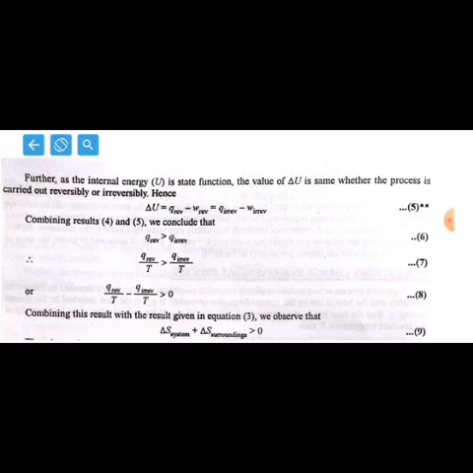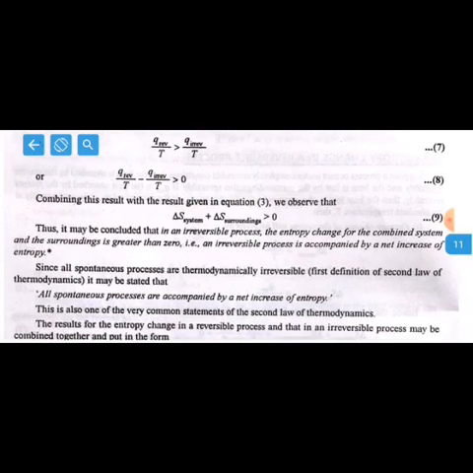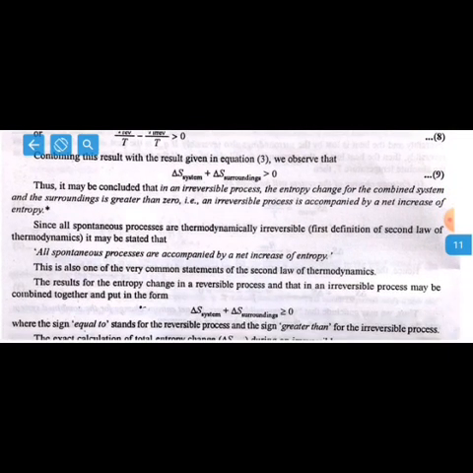That is equation 5. Combining results 4 and 5, we conclude that Q reversible is greater than Q irreversible, that is, Q reversible by T is greater than Q irreversible by T. That is equation 7. Or Q reversible by T minus Q irreversible by T is greater than 0. Combining this result with the result given in equation 3, we observe that delta S system plus delta S surrounding is greater than 0. That is equation 9. Thus we may conclude that in an irreversible process the entropy change for the combined system and the surrounding is greater than 0, that is, an irreversible process is accompanied by a net increase of entropy.